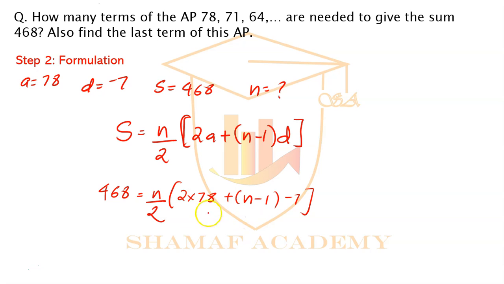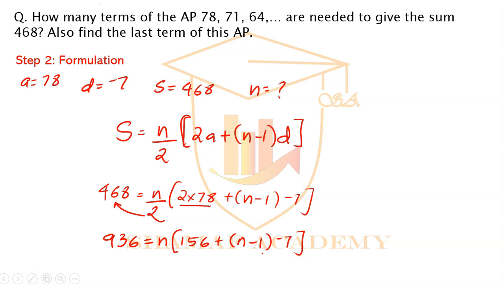So how do we start the calculation? First, start with cross multiplying 468 with 2, and that is going to give us 936. And let's write it down again. The next thing we have is 2 times 78, which gives us 156 plus N minus 1 times -7. So this is what you should get. What is the next step we should do? We should be using distributive property, and we should be multiplying a -7 with N and a -7 with -1.